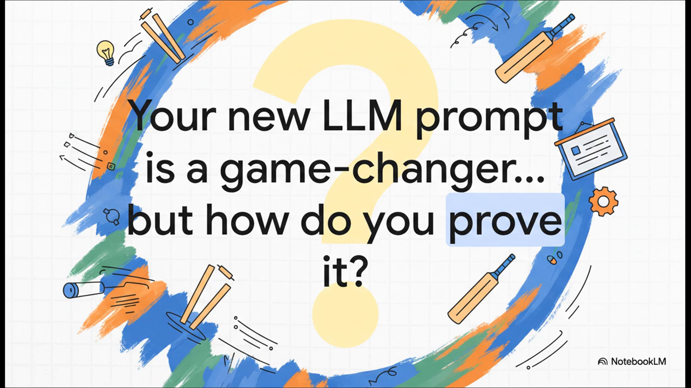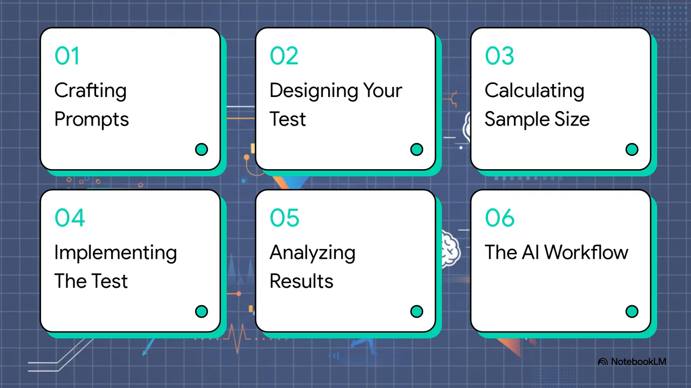So let's start with a scenario I'm sure every engineer working with AI has faced. You spent hours, maybe even days, crafting this brilliant new prompt. It just feels faster, it feels smarter, more accurate. But you know as well as I do, gut feelings and a few cherry-picked examples just don't scale. And they're definitely not going to convince your team to ship that thing to production. Okay, let's dive right in.